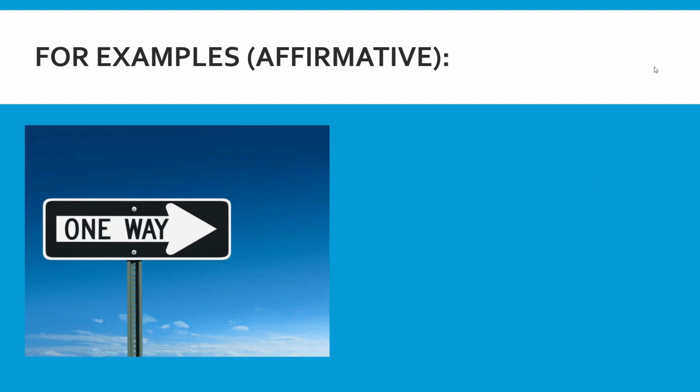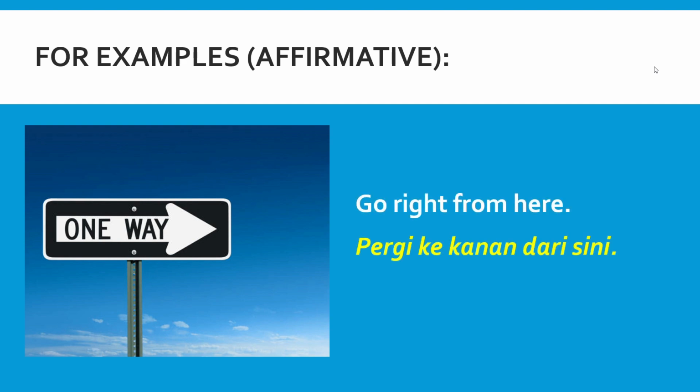Next, one way. So you can see from the photo, it's showing that one way to the right. So if we want to make it into an imperative affirmative sentence, then it should be go right from here. Pergi ke kanan dari sini.